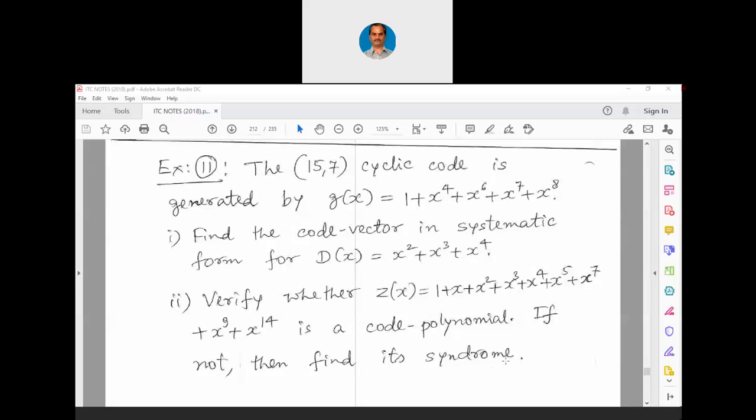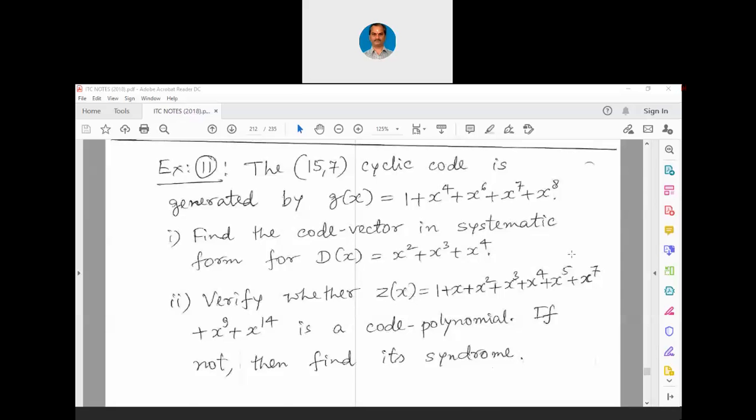In the earlier case, it was not asked to find the syndrome because it was given the symbol as v of x, which meant it was a transmitted code, which was wrong there. Transmitter cannot have error in the beginning itself, right? So in the earlier exercise, it was not asked to find the syndrome. Now in the present exercise, it is asked to find the syndrome because it is given the symbol z of x.